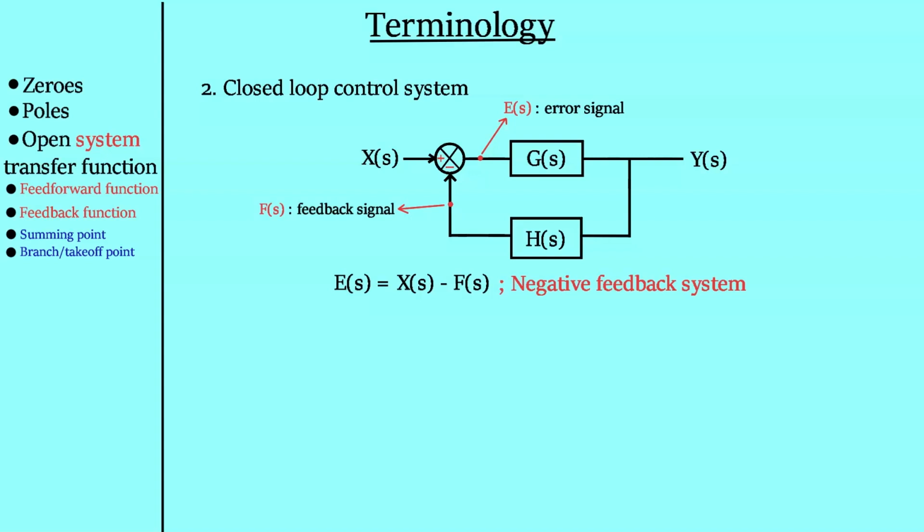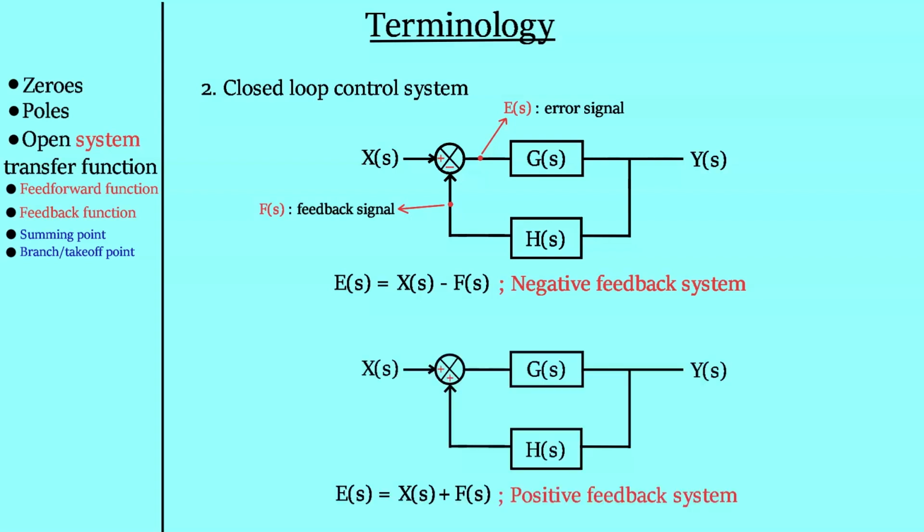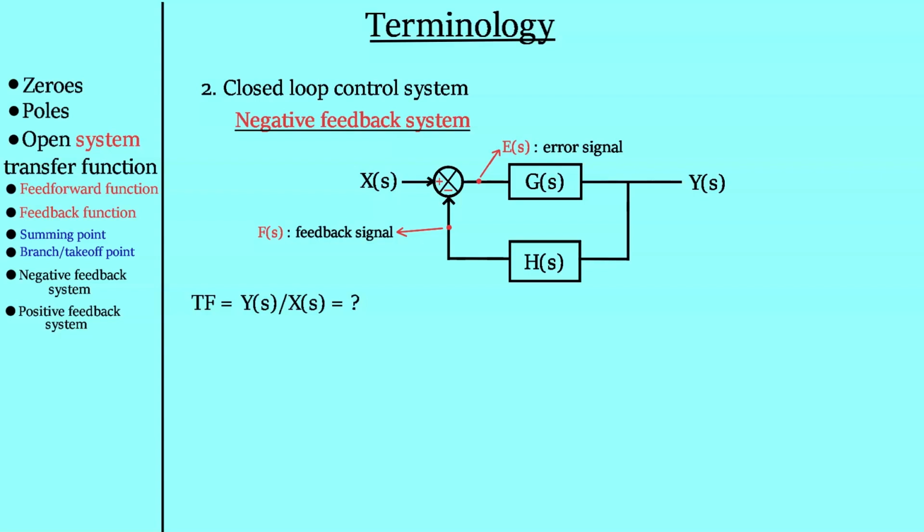The equation for error signal in this case will be equal to Laplace transform of the input minus the Laplace transform of the feedback signal. But if the feedback signal was fed with positive sign, then the system would be said to be positive feedback system. Considering negative feedback system, we will see a few more terms.